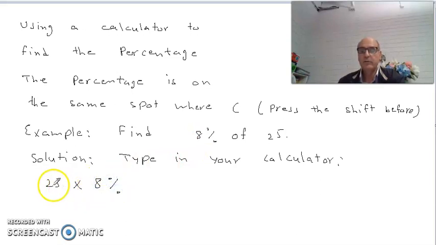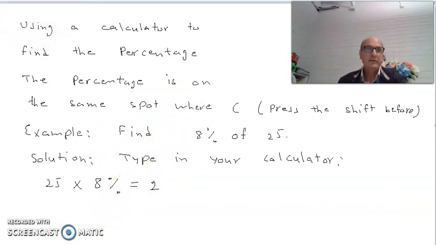So you already know all of this. Type 25, that's times, then 8, and then percentage. And percentage I just explained. Just press shift and then bracket. And then equal. If you did that in your calculator, you will get 2. That will give you your answer. That is by using your calculator.